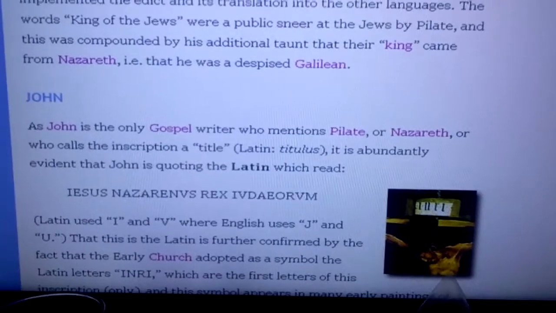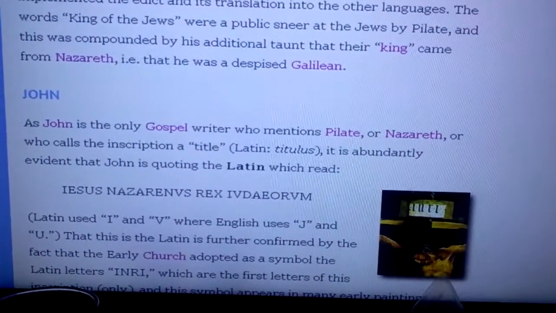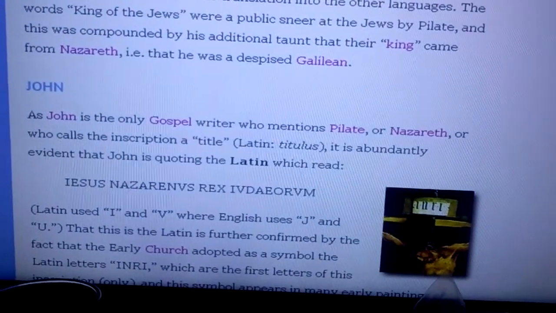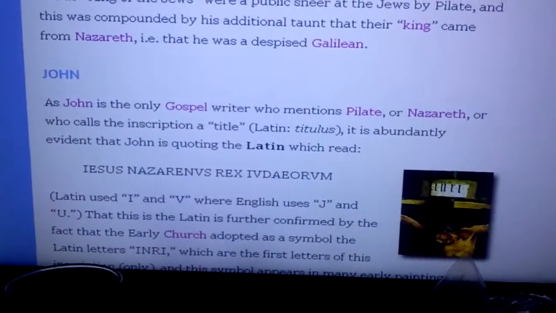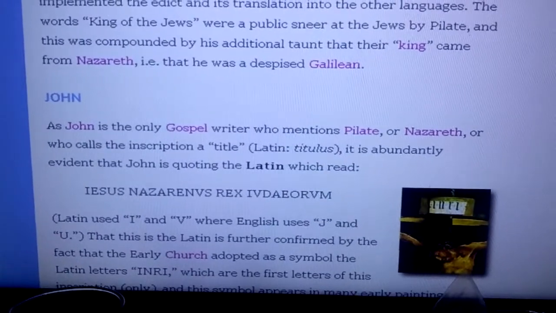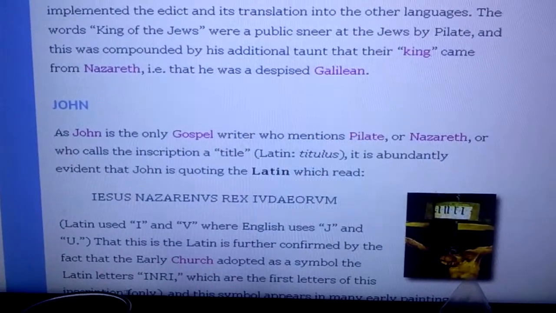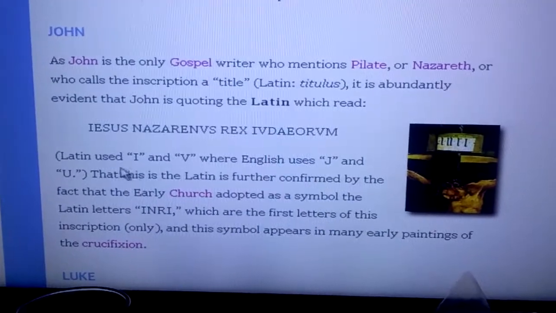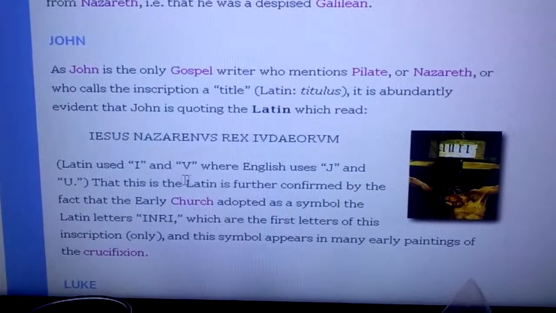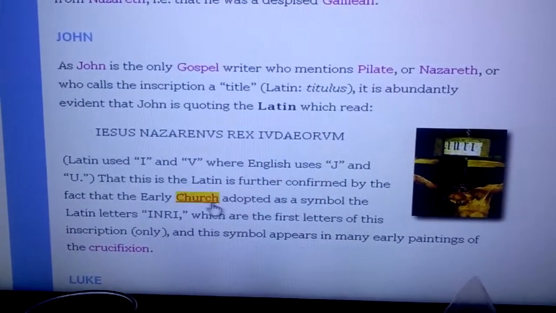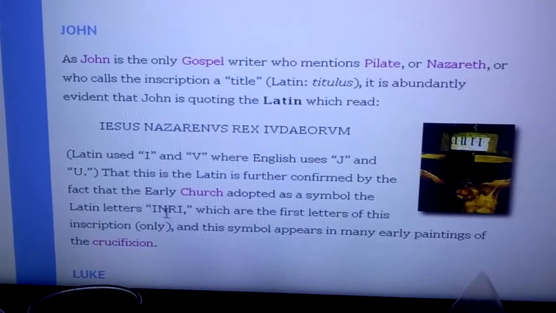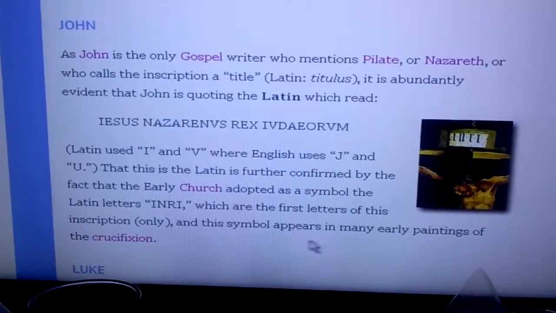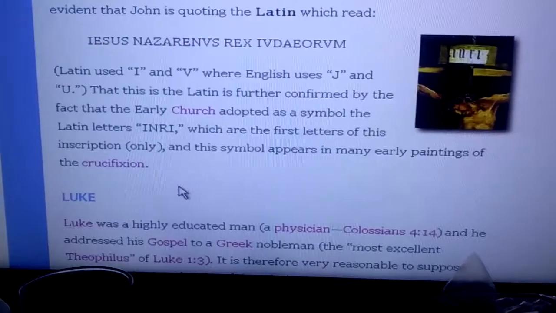As John is the only Gospel writer who mentions Pilate or Nazareth, or who calls the inscription a title, it is abundantly evident that John is quoting the Latin, which reads, "Iesus Nazarenus Rex Iudaeorum." Latin used I and V where English uses J and U. That this is Latin is further confirmed by the fact that the early church adopted the symbol INRI, the first letters of each word of this inscription only. And this symbol appears in many early paintings of the crucifixion.